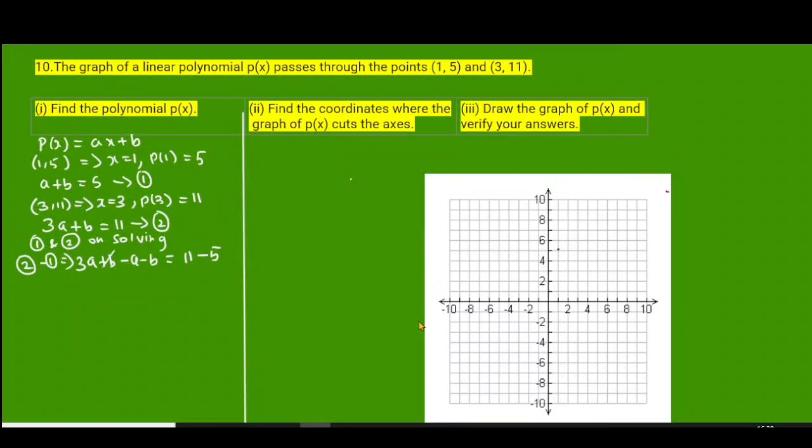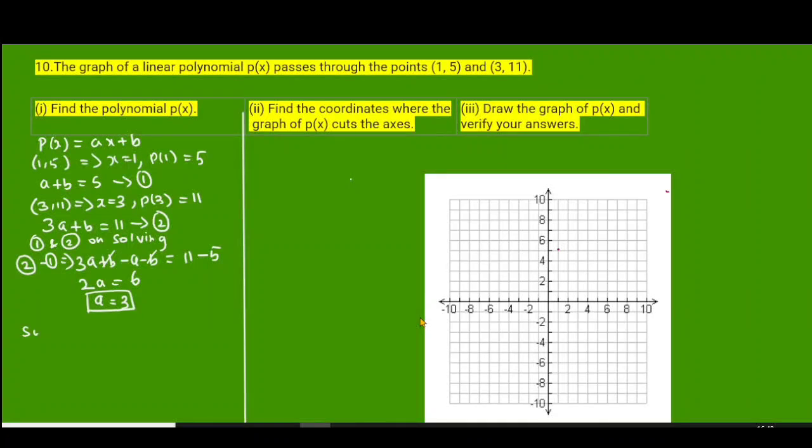So b - b cancels. 3a - a, we will get 2a. 3a - a is nothing but 2a, equal to 11 - 5, which is 6. So a is nothing but 3, since 6 by 2 is 3.